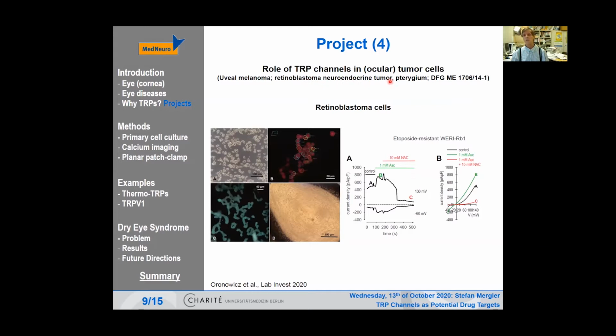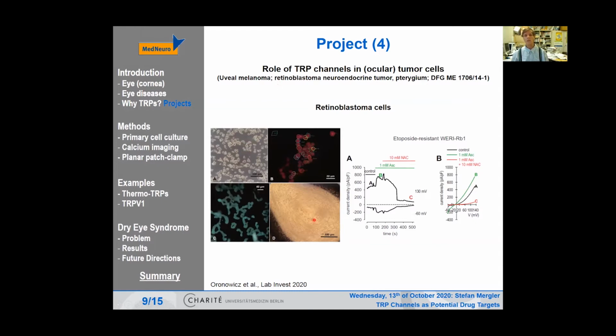And neuroendocrine tumor is a rare tumor which can occur in endocrine cells in the pancreas, for example, or the ileum. TQM I already explained, this is a benign tumor. And this was a project which was also supported by the DFG. We investigated the role of TRP channels in different kinds of tumor cells.